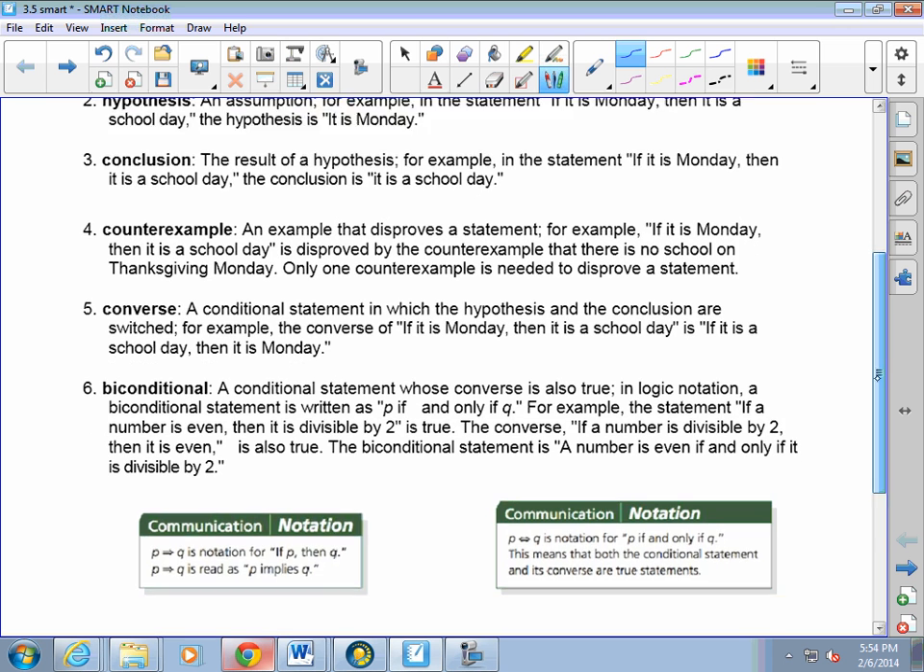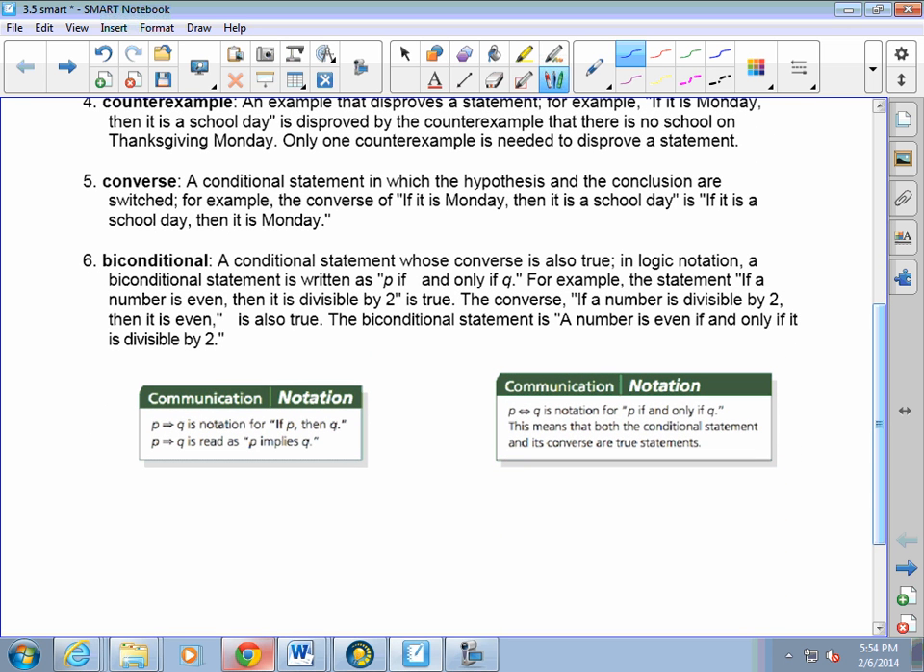Communication note here for notation. P with this double arrow Q is notation for if P then Q, and it's read P implies Q. P with the two-way arrow Q is notation for P if and only if Q. This means that both the conditional statement and its converse are true. So the first one is a conditional statement, P with the arrow to Q. And the one that has the arrow going in two directions, that's where the biconditional comes in, which means if and only if.